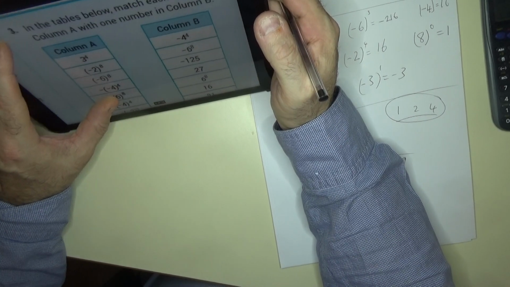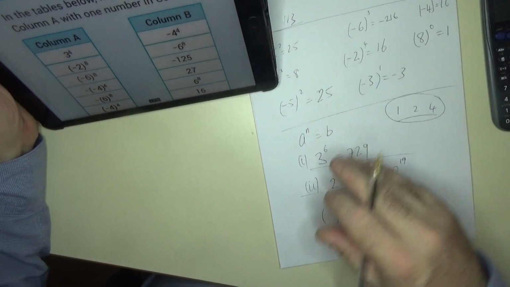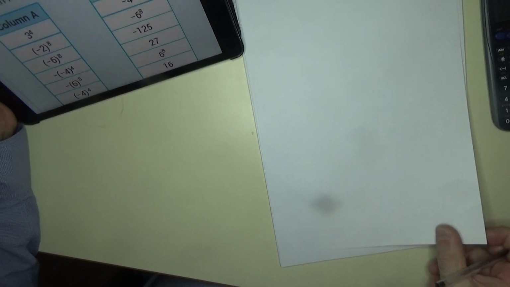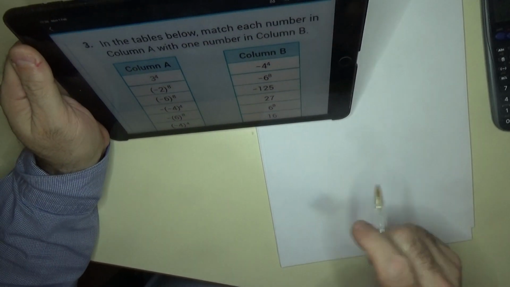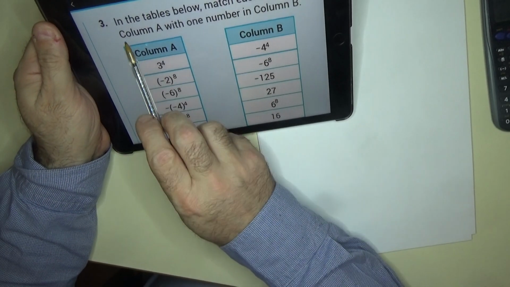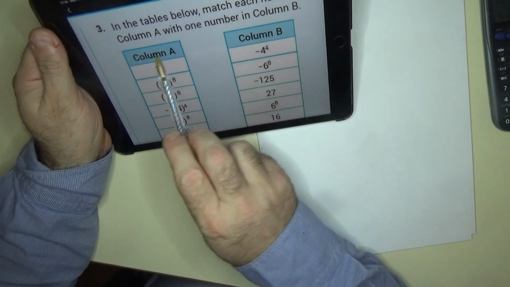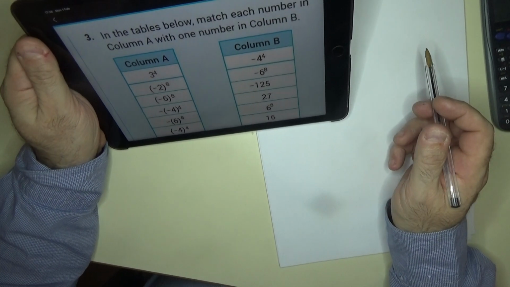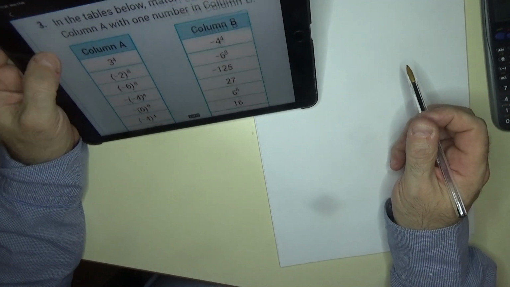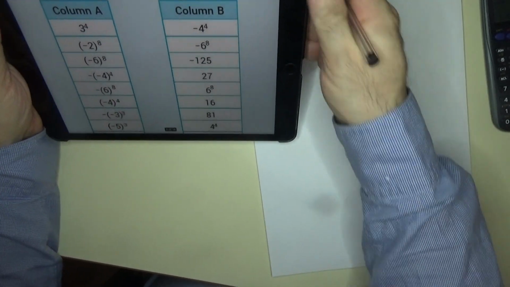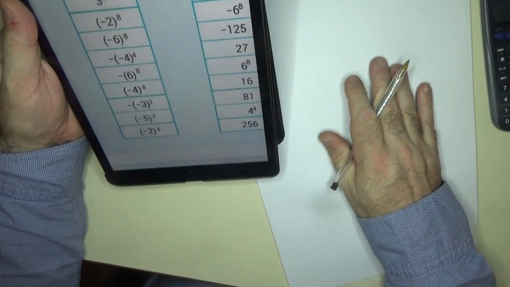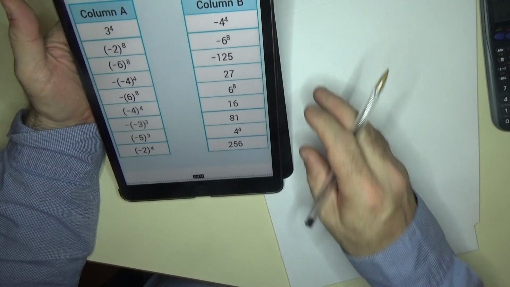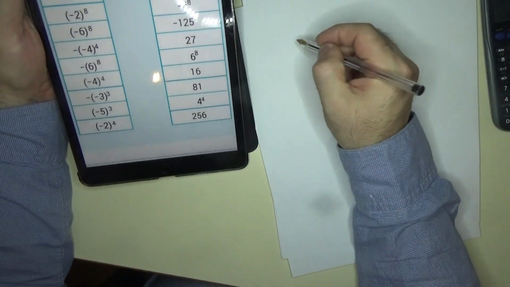Okay, going to question 3 in the very first section of exercises in your book, we have to say that in the table below, match each number in column A with one number in column B. Okay, how can I show you this? How do we do this? Now let's see. Okay, so 3 to the 4, that's 81. So I'm going to have to write these out.